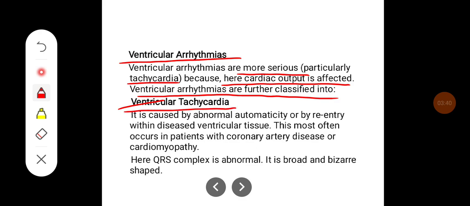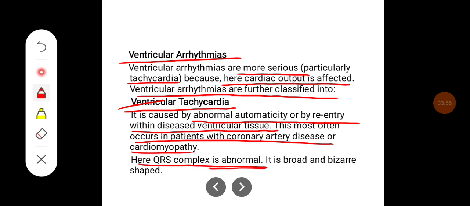Ventricular tachycardia. It is caused by abnormal automaticity or by re-entry within diseased ventricular tissue. This most often occurs in patients with coronary artery disease or cardiomyopathy. Here, the QRS complex is abnormal. It is broad and bizarre shaped.